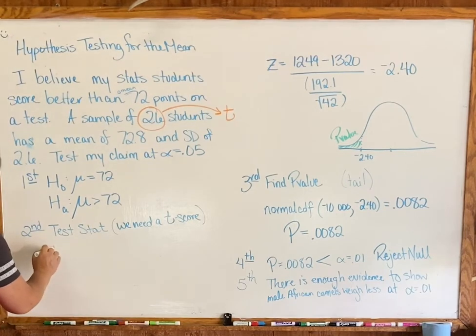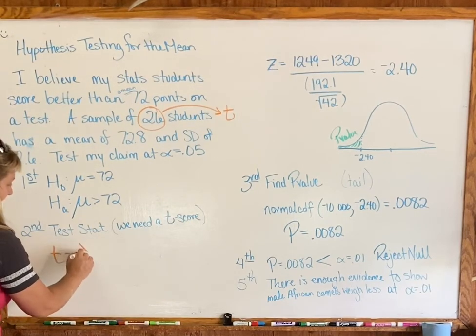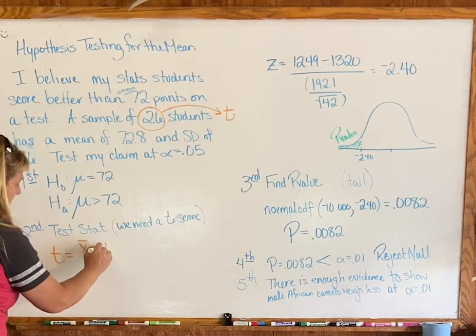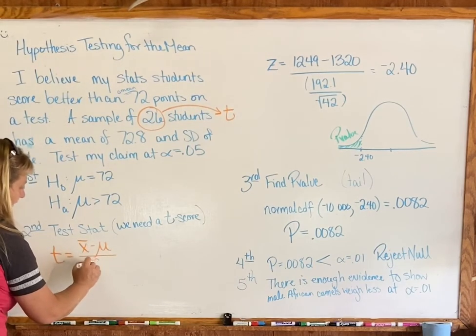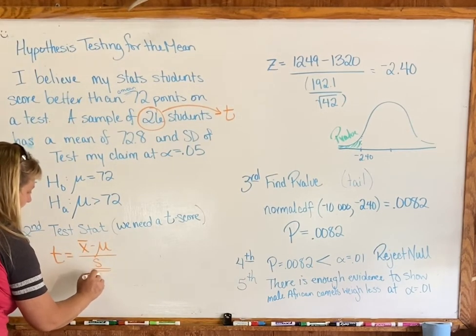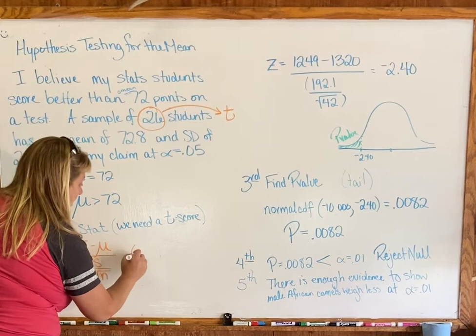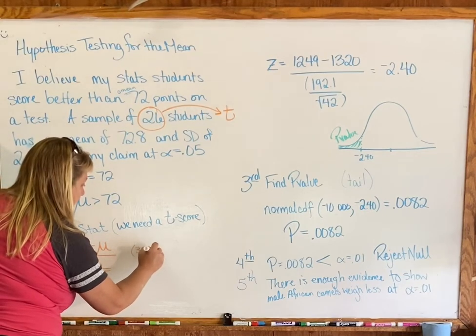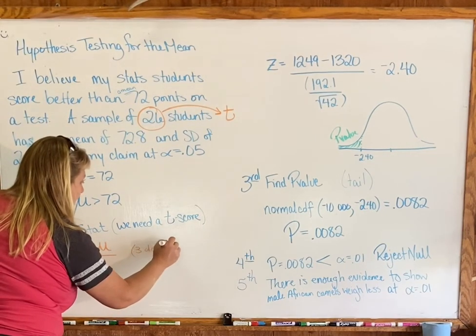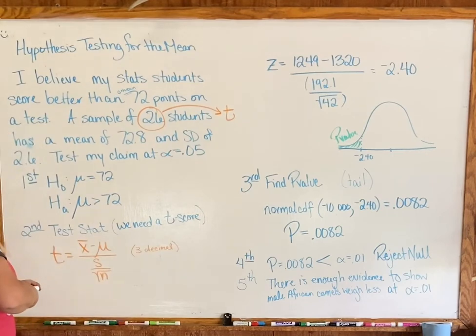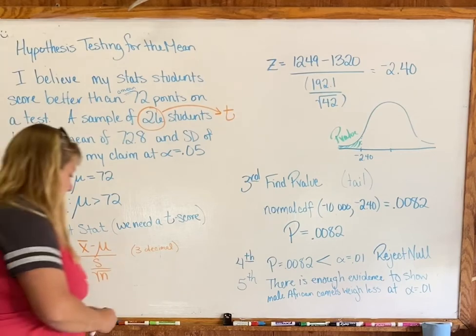So I'll write the formula here. T equals x bar minus mu, all over s over the square root of n. The nice thing about it is it follows the same process. It's just a t instead of a z. And the other thing to keep in mind here is we want to go to 3 decimal places on this one. T's are 3, Z's are 2. But we're going to find our test statistic the same way we did last time.